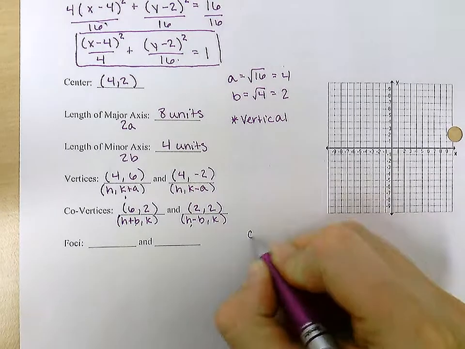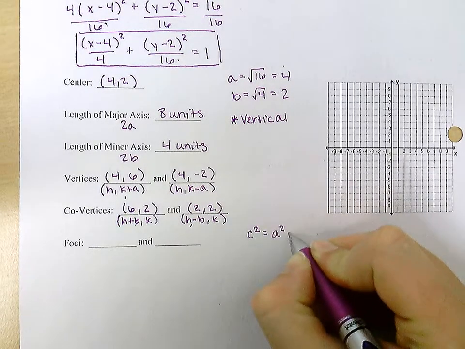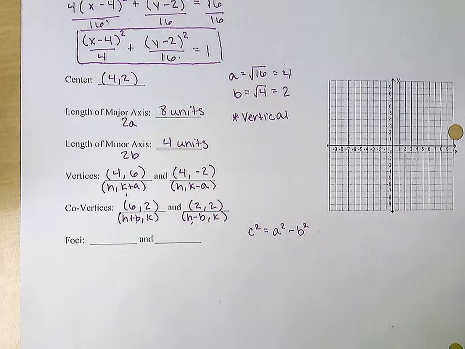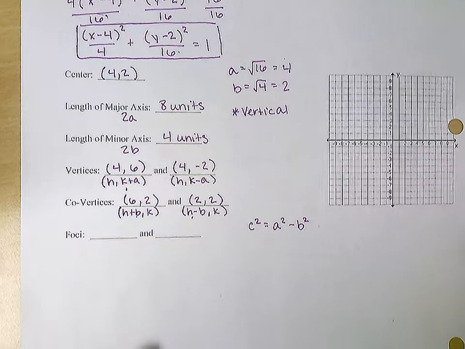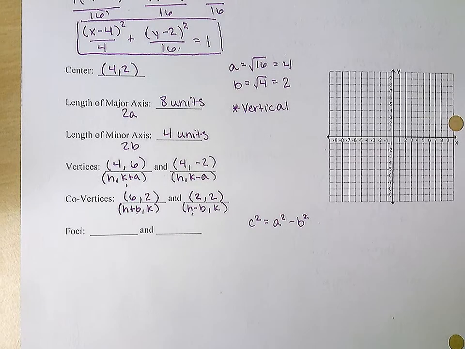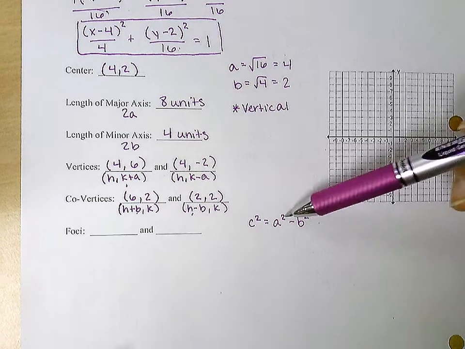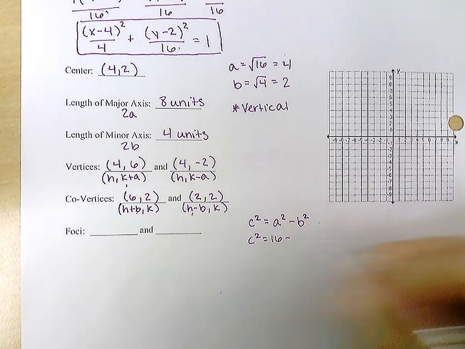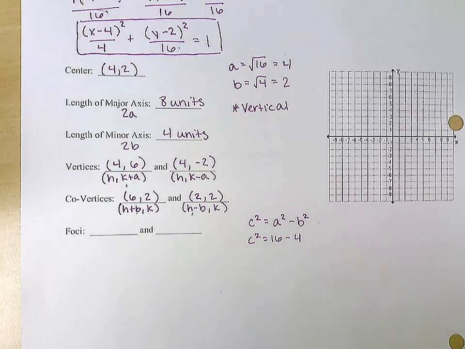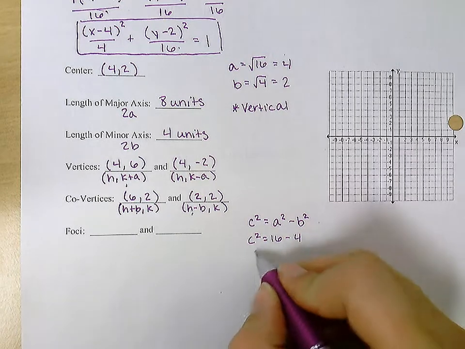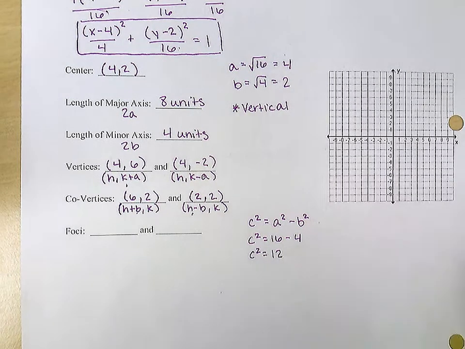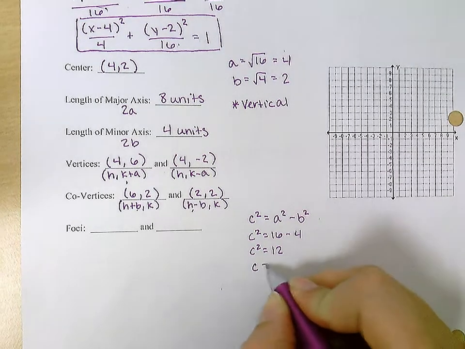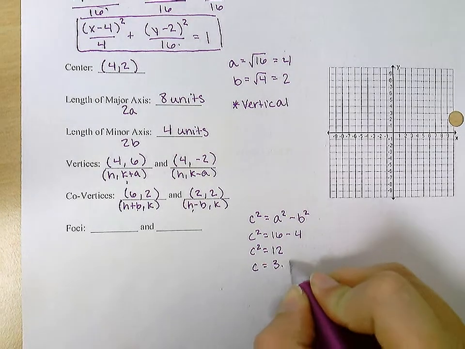Finding our foci points, c squared is equal to a squared minus b squared. So a squared is 16. b squared is 4. So c squared is equal to 12. Take that square root. That's about 3.5.